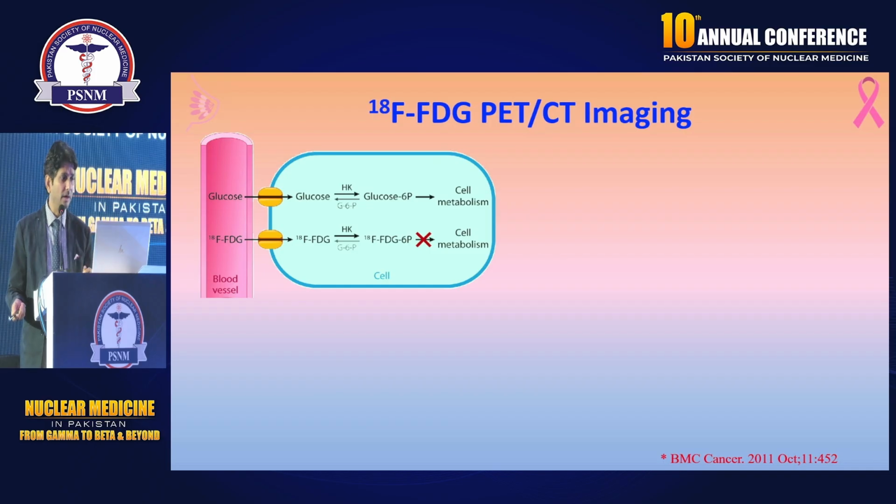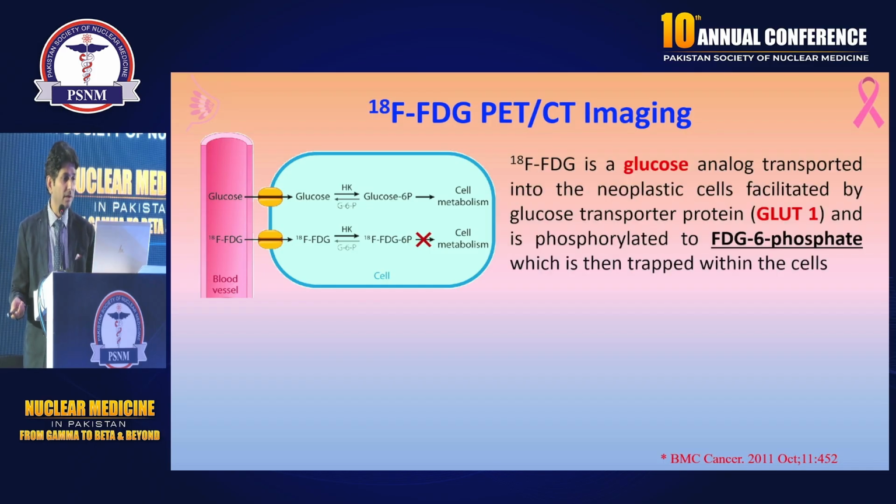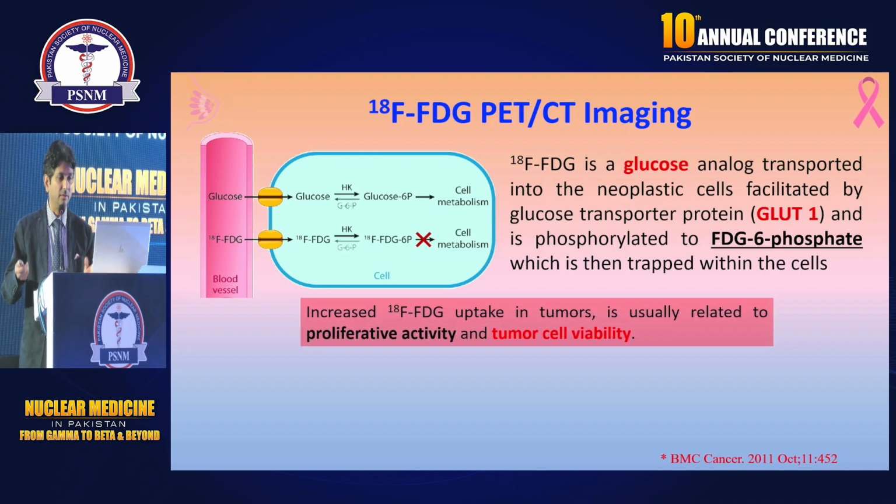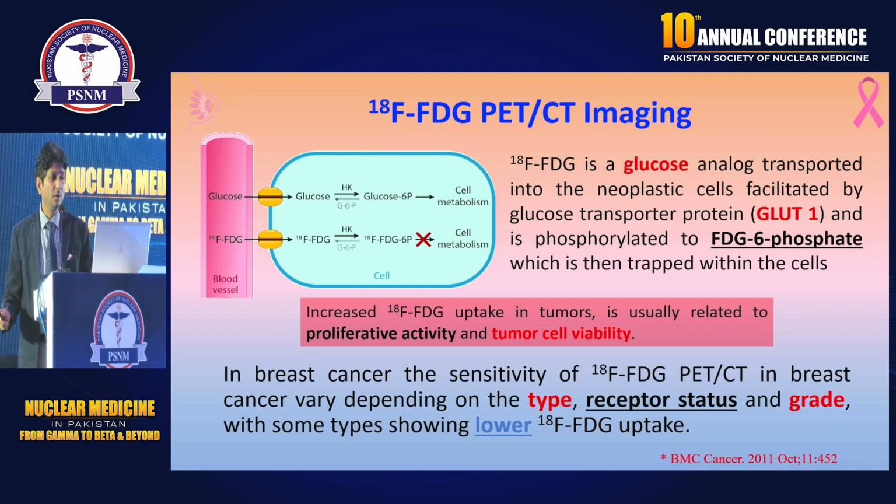So as you know, FDG is a glucose analog, its uptake is facilitated by the GLUT receptors, and it is trapped inside the cells. As Dr. Amna told you before, FDG uptake is related to the proliferative activity and aggressiveness of the tumor. But the sensitivity of FDG depends on the various types of breast cancer, receptor status, and grade. Some types of breast cancer have high avidity and some have low avidity. So sensitivity varies with the different types of breast cancer.